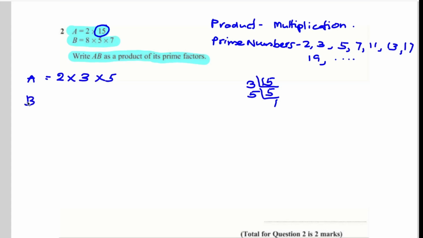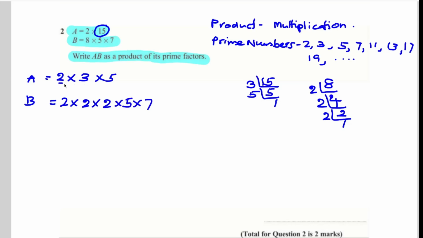Next one is B. So B, 8, can be written in this way using prime numbers: 2, 2, 2. Right. Now B can be written as 2 into 2 into 2 into 5 into 7. Now here we have only prime factors. Here I used only prime numbers to indicate this one with prime factors. Right.